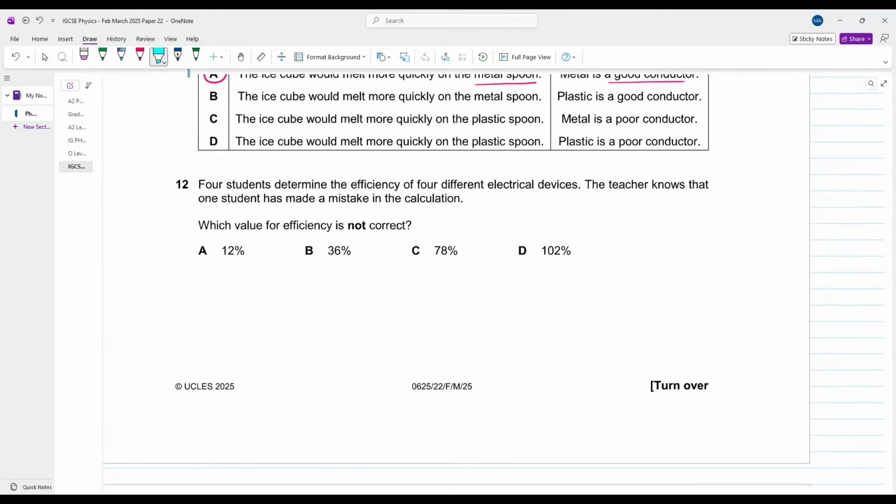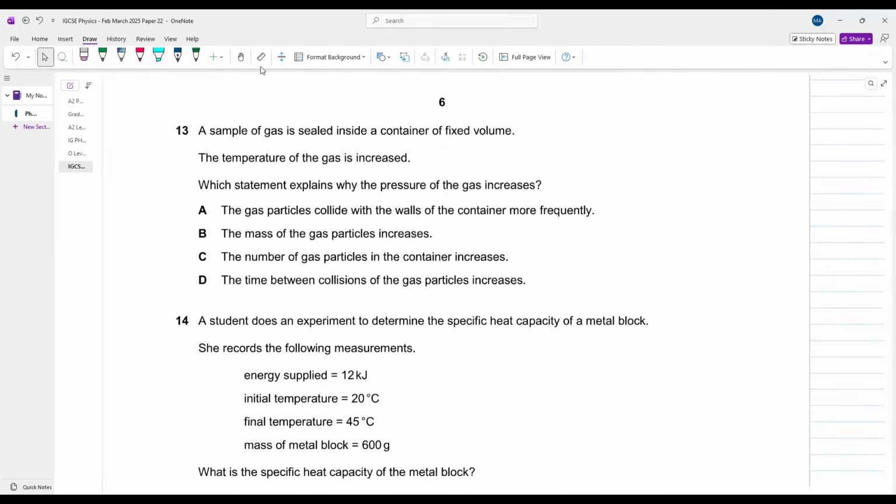For students determine the efficiency of four different electrical devices. The teachers know that when a student has made a mistake in the calculation, which value of efficiency is not correct. Efficiency can never ever be greater than 100%. D is your answer. D is incorrect. In this answer, your efficiency is greater than 100%, which is not possible.